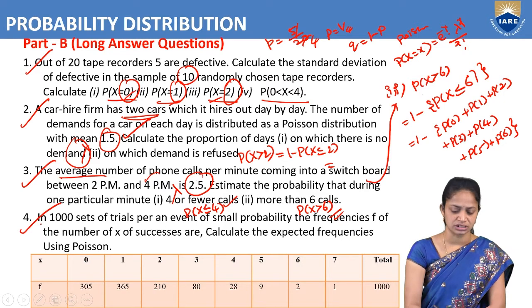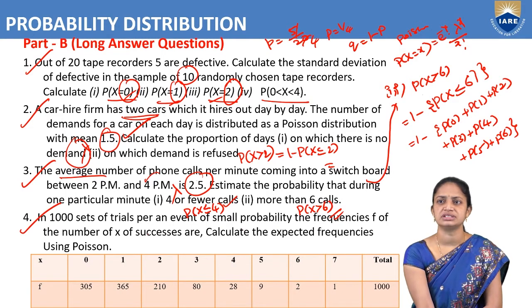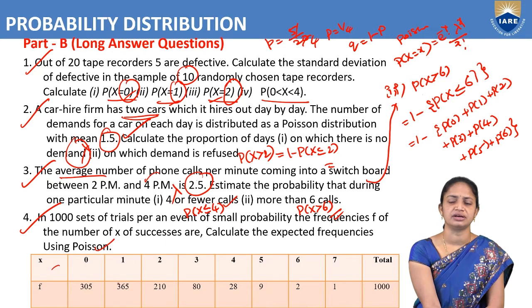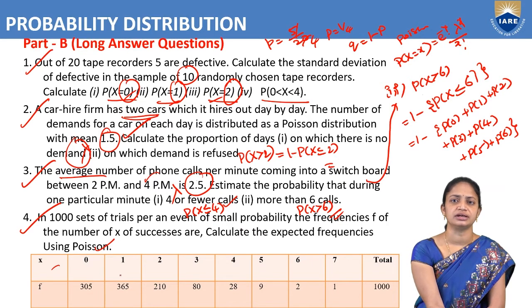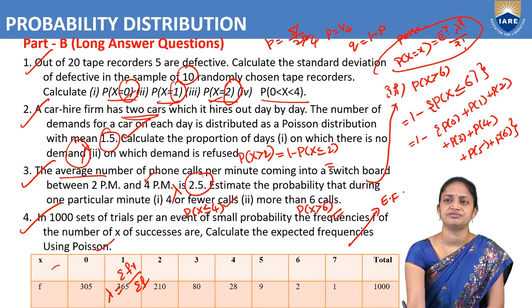So coming to the fourth question, 10 sets of trials of an event of small probability, with frequencies f of the number x of successes. Calculate the expected frequencies using the Poisson distribution. Here we have to fit the Poisson distribution. They have given f values and x values, and we need to calculate summation fx by summation f. From that we can calculate the lambda value. So we use the same Poisson distribution formula, but here we need to find the expected frequencies. The expected frequency for the Poisson distribution is n into P of x equal to x, that means n into e power minus lambda, lambda power x by x factorial.